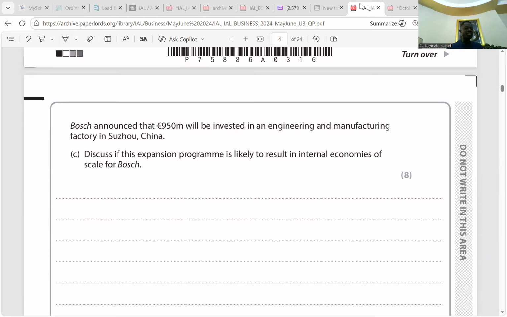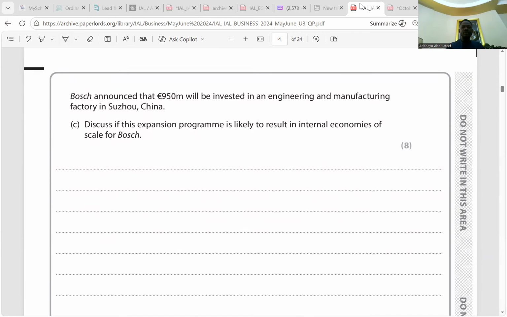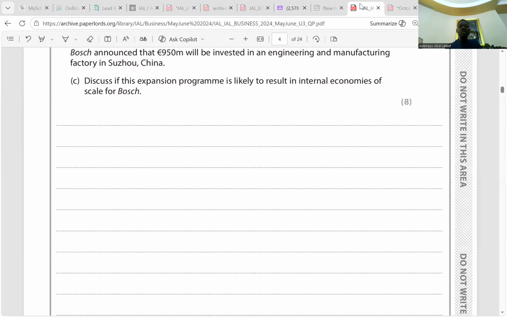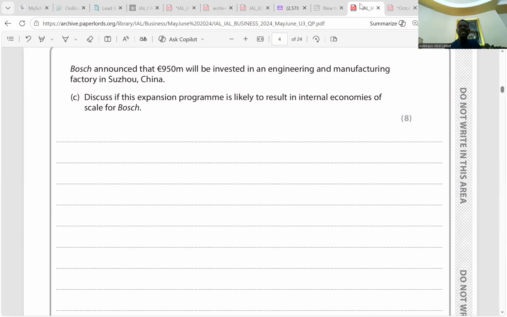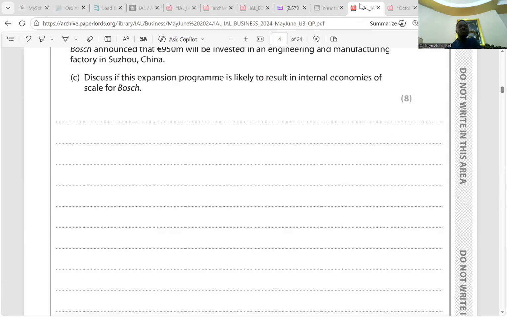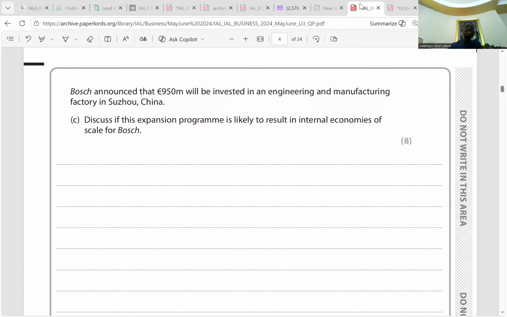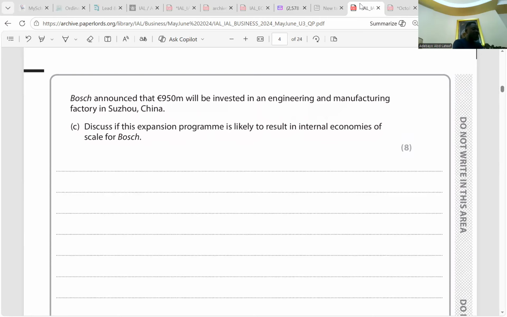So for question 1C, they said, I think this one is clear, right? For question 1C, they said Bosch announced that 950 million will be invested in an engineering and manufacturing factory in China. Discuss if this expansion program is likely to result in internal economies of scale. First, I define the economies of scale. The economies of scale is a cost advantage firms like Bosch will enjoy due to expansion. That is economies of scale.